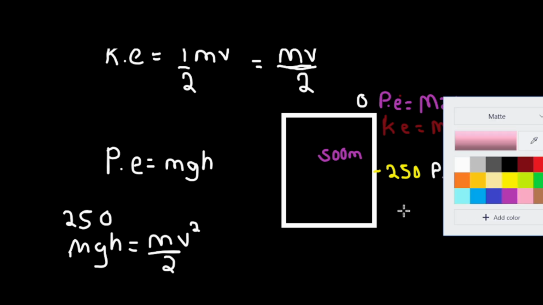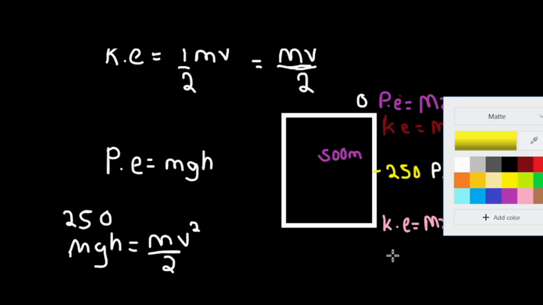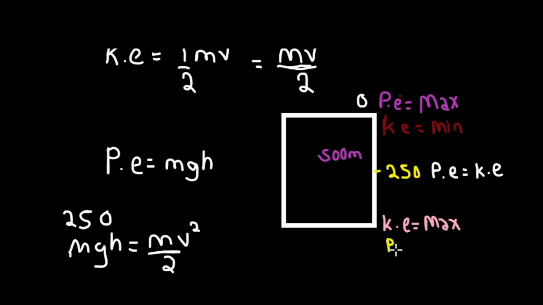Once we reach the bottom, the complete opposite happens. At the bottom, our kinetic energy, our KE, reaches its maximum value. And once our kinetic energy is at its maximum value, our potential energy, our PE, reaches its minimum value. So we need to understand the energy changes that take place: potential to kinetic, and potential and kinetic become equal once halfway down from the top.